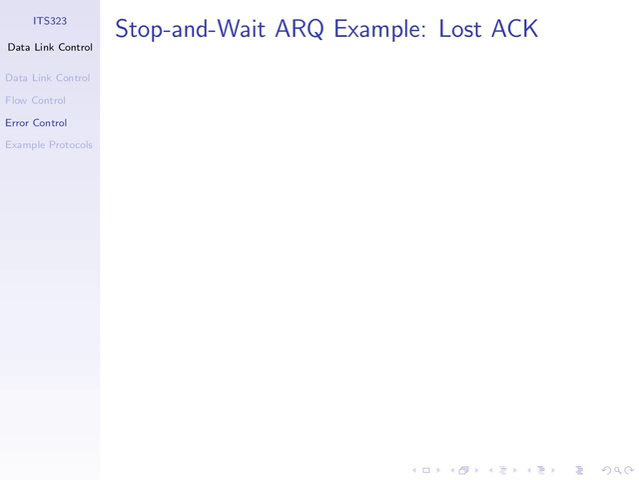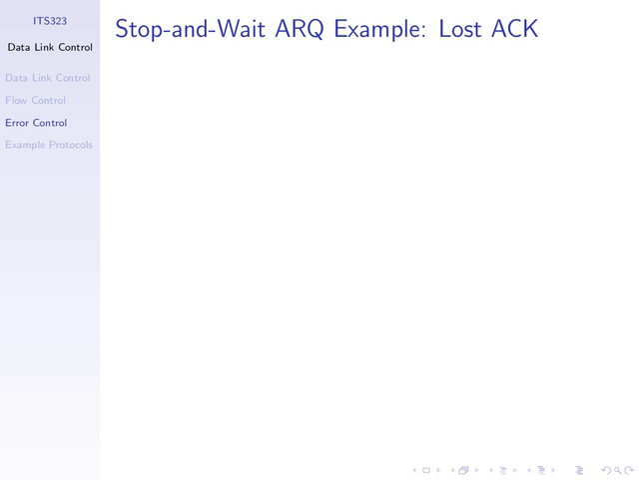Note what's happened at B. B received the data successfully, and it delivered that data. In our case, it was data 2. The first piece of data was sent and delivered. Then we sent the second piece of data, data 2. It was received by B, and B sent that data to the next higher layer at the receiver. It sent the ACK. B doesn't know that the ACK was lost. B thinks everything was successful.